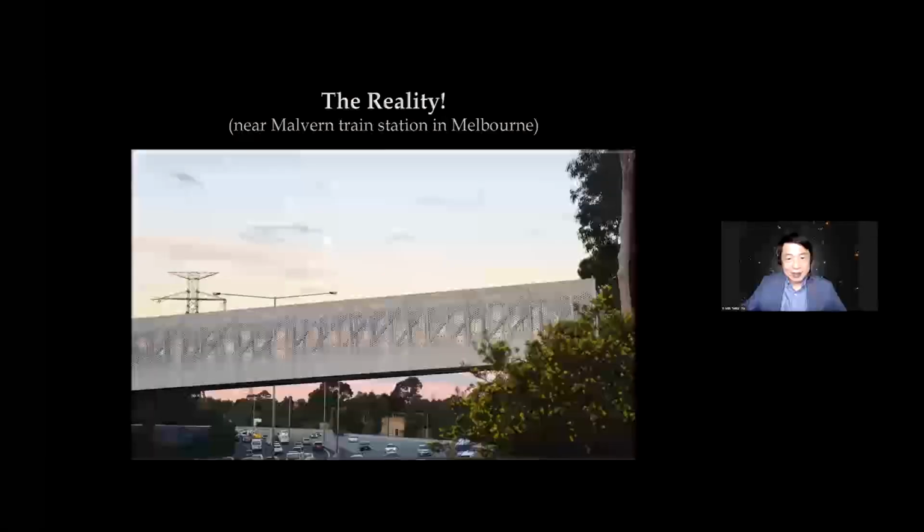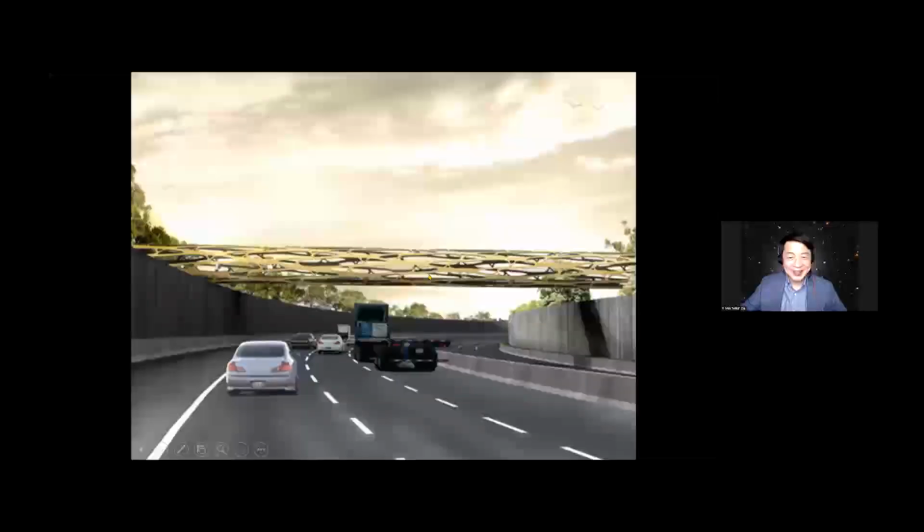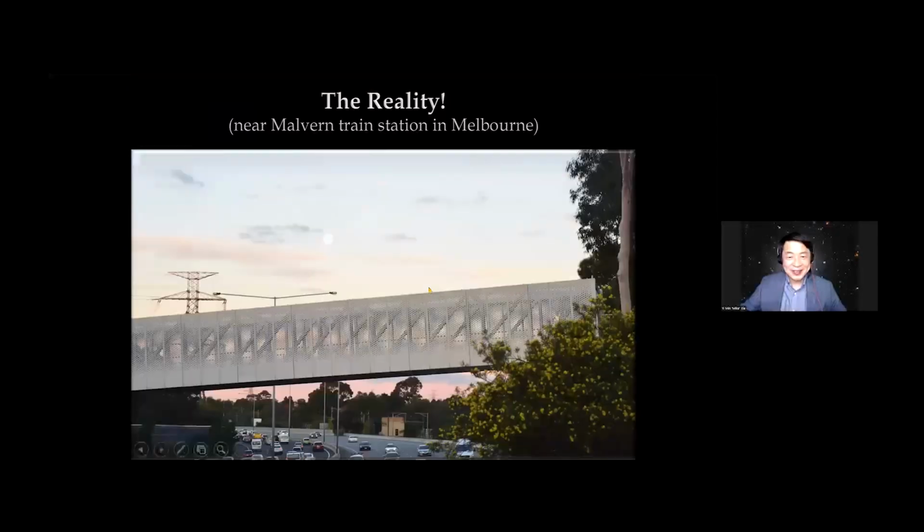Instead, they built something like this. This is a real case. I'm not making up the story. So they rejected our proposal, and instead they built this. This is near the Marvin Station in Melbourne.